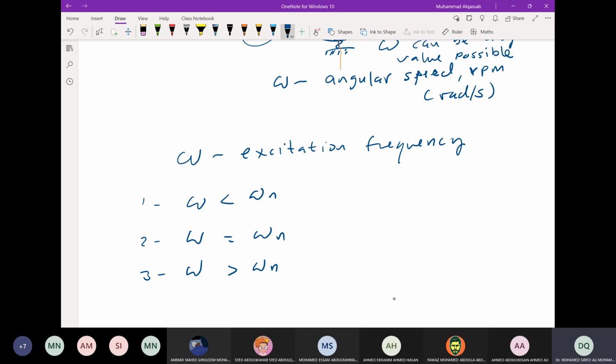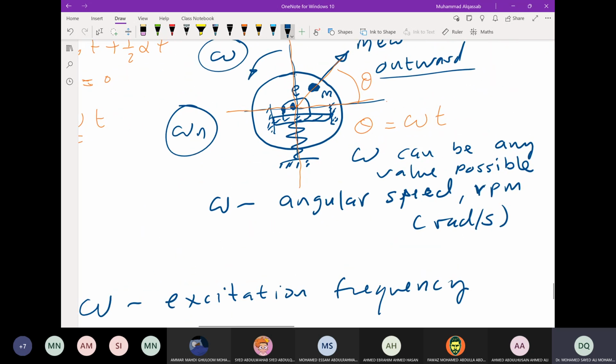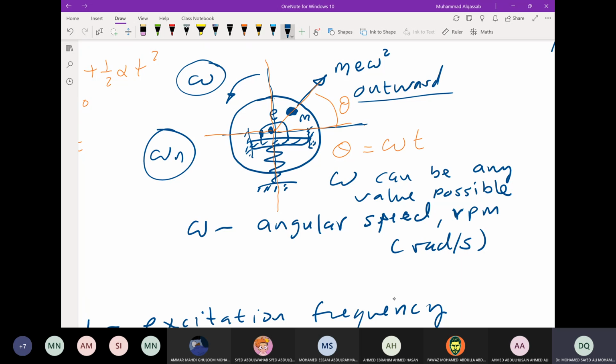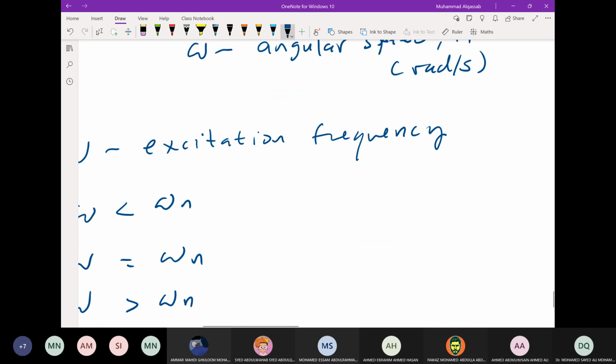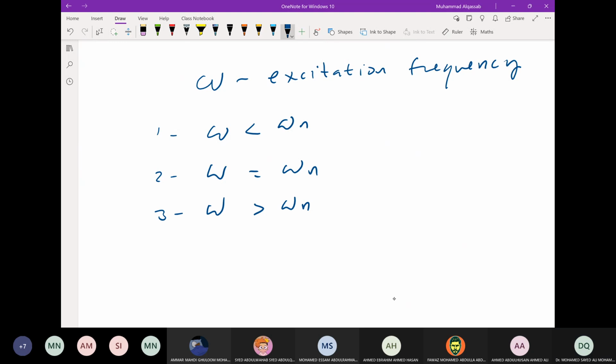Okay, dangerous means that the vibration amplitude, which is measured from equilibrium, one will cause maximum deflection. Which one do you think? Number 1 maybe, omega less than omega n. Okay. Any other suggestions? Number 3, doctor. Okay, no. The most dangerous case is this.